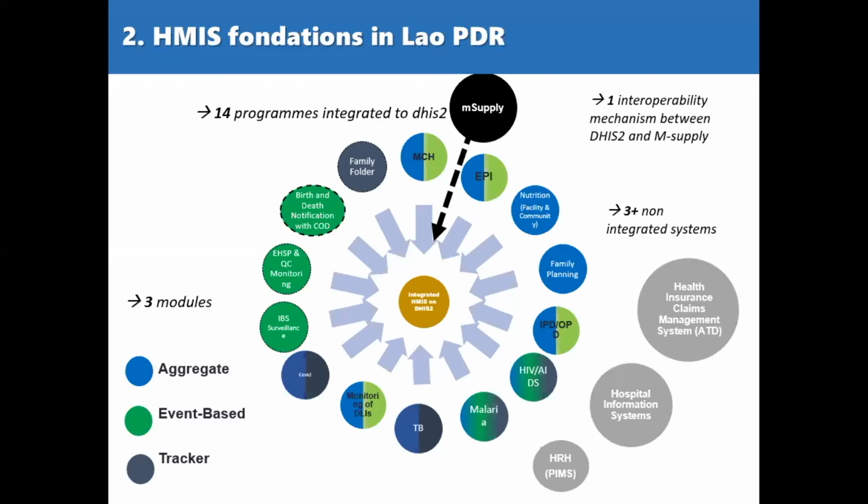So far we have one program, the logistic management information system, that already has interoperability with the DHIS2. We still have about 3 programs that will be integrated in the future, mainly the health insurance, the hospital information system or EMR, and the human resource information system. But mainly we cover all the key programs required for the government to check and track indicators. So this is the main integration into the system in Laos.